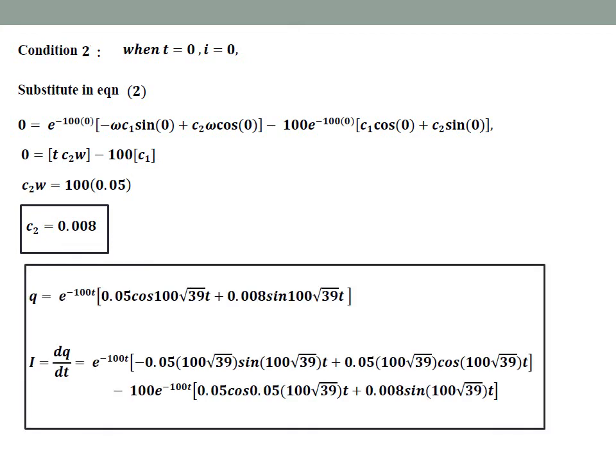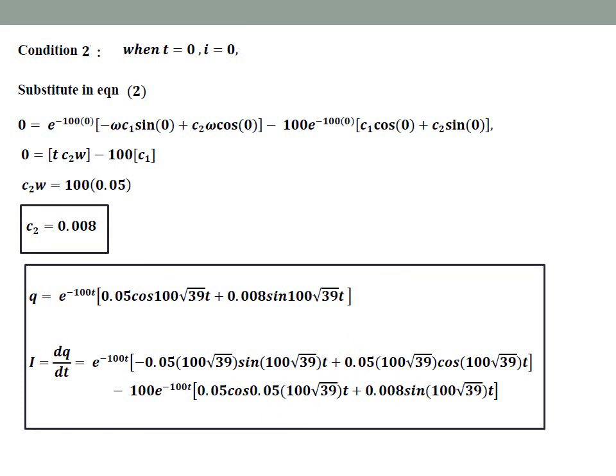Substitute that in Q and I. They had asked me to find the current as well as the charge. So charge is this much value. You can check here. In the place of C1 I have taken 0.05 and in the place of C2 I have taken 0.008. Same way in I. How do we get that I? By the differentiation of Q, dq by dt. Substitute the values of C1 and C2 again. That's it. Okay, so this is all about the LCR circuit.